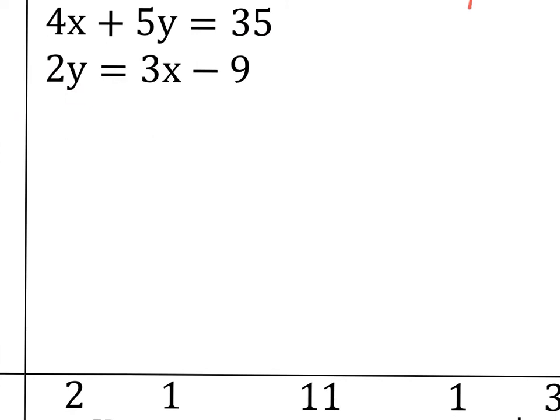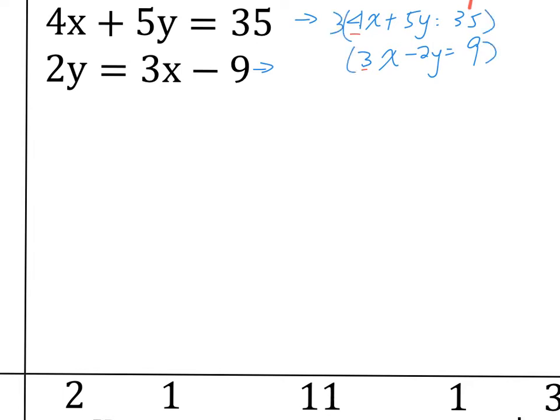Okay, and let's do another practice problem. I'm going to recopy this equation. If we look at this problem, we need to rewrite this in standard form. So that would be 3x minus 2y equal to 9. And I'm just going to use the LCM between 4 and 3. So the LCM between 4 and 3 will be 12. So in order to make these coefficients 12, I need to multiply the first equation by 3 and the second equation by 4.